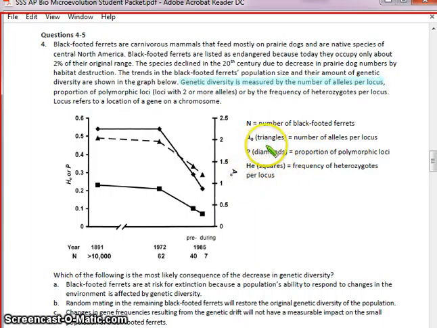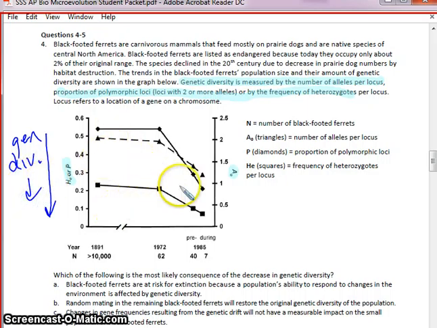When I come down here and it says that's proportional with the polymorphic loci or the frequency of heterozygotes per locus, which is what we're looking at here and over here. So overall, when these numbers decrease, I know that my genetic diversity is also decreasing as well. Genetic diversity is also going to go down if these go down. Over here, I'm looking at what happens over time.